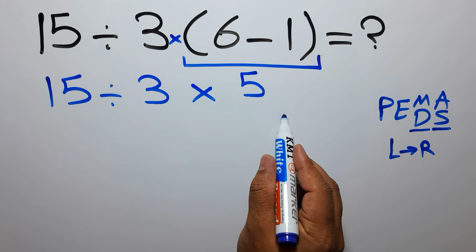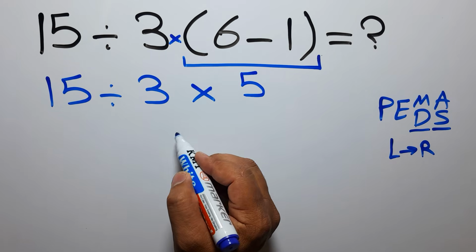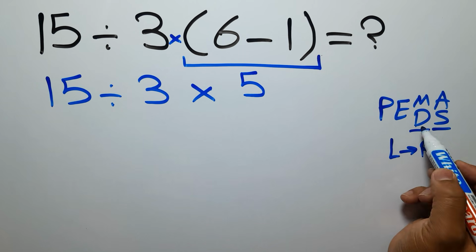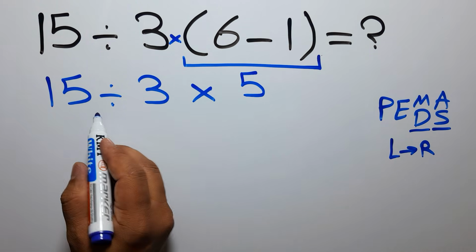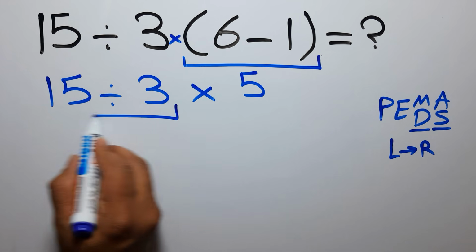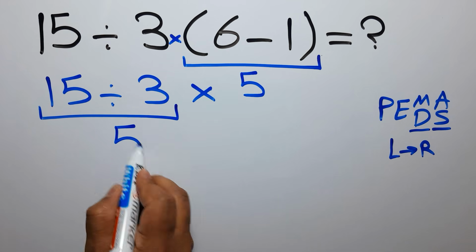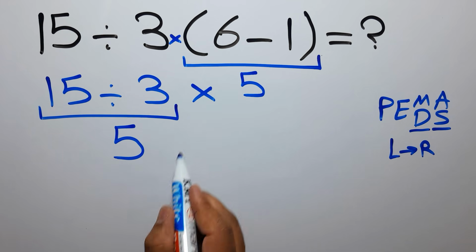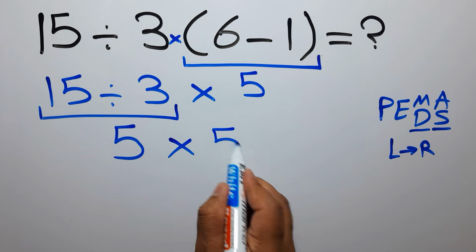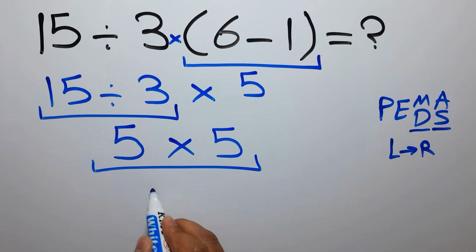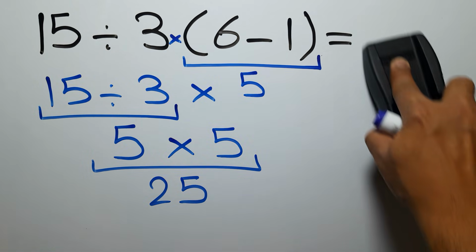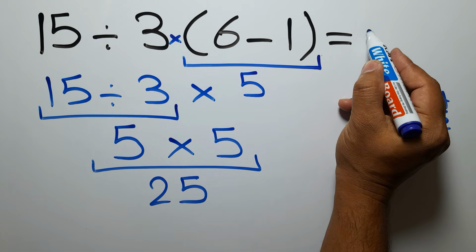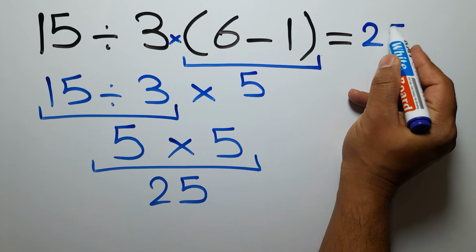Now in this expression we have one division and one multiplication. As I said, multiplication and division have equal priority and we have to work from left to right. So here first we have to do this division. 15 divided by 3 gives us 5. So we have 5 times 5, which equals 25. And this is our final answer to this problem. The correct answer is 25.